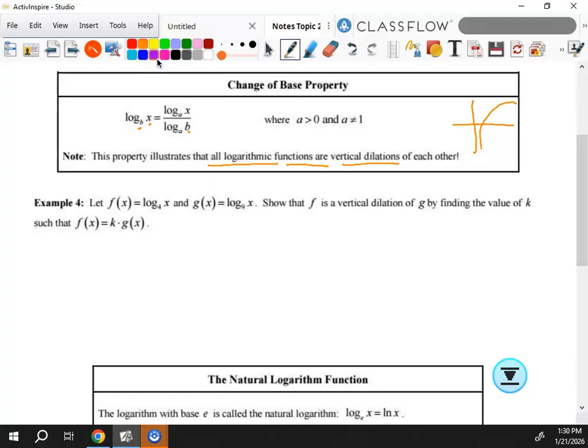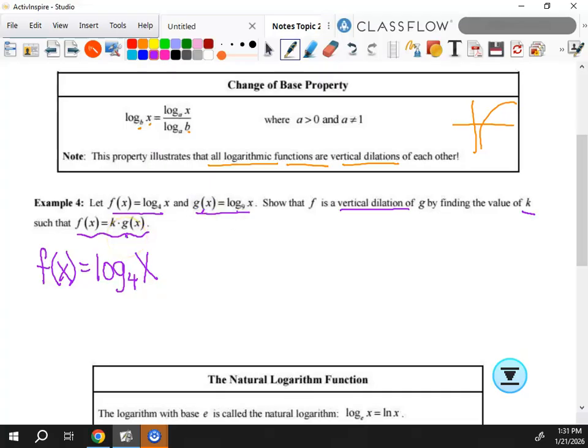So I'm going to start with, well, okay, let's read this. It says, let f of x equal log base 4 of x, g of x equals log base 9 of x. We're going to show that f is a vertical dilation of g by finding the value of k such that this is true right here. Okay, so just like on the other one, we're going to start by just writing down f of x. F of x equals log base 4 of x. All right. Well, I need f of x to equal some number times g of x.